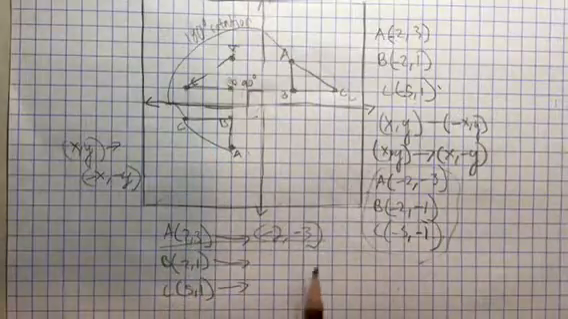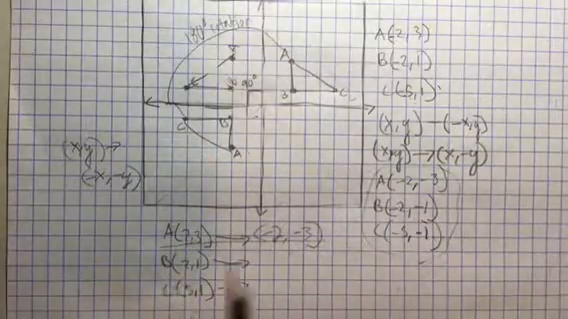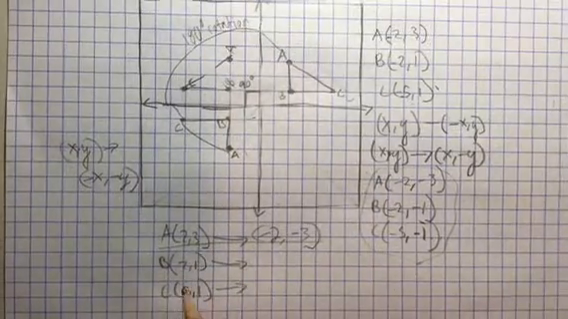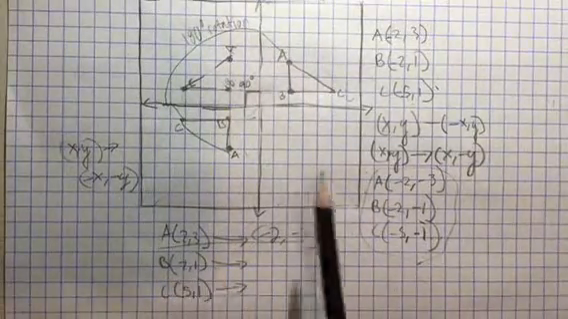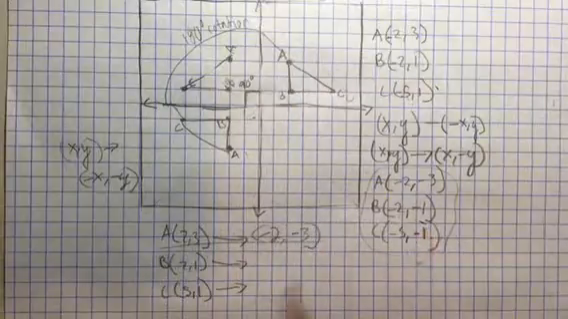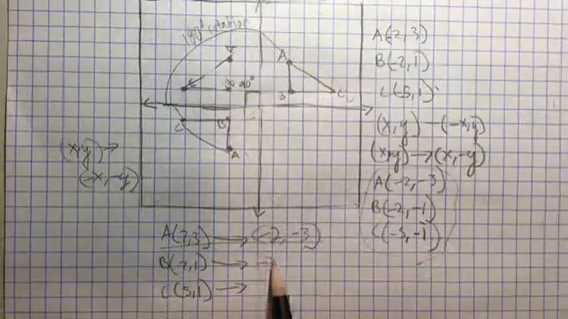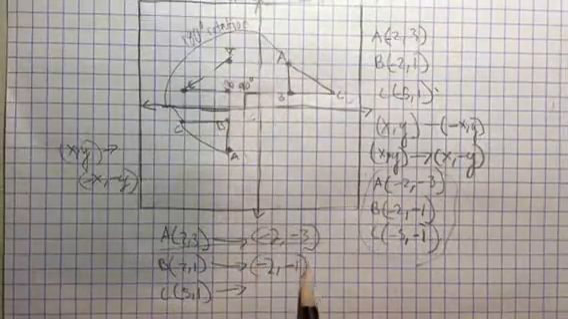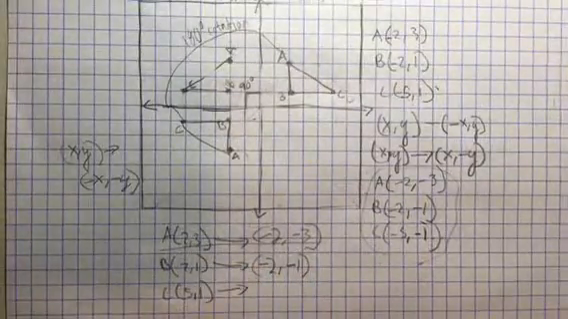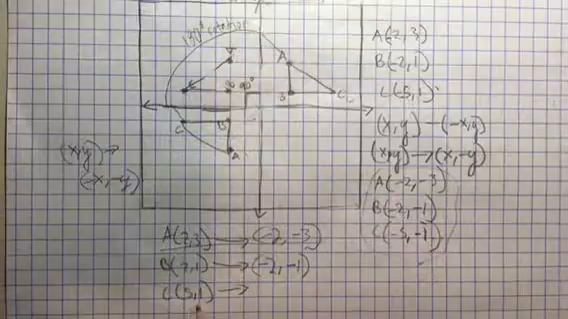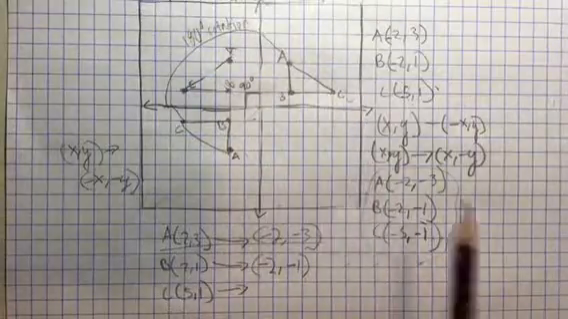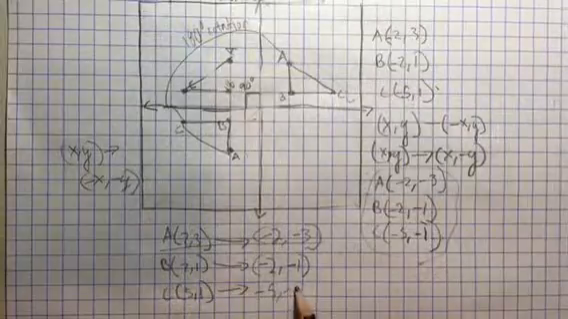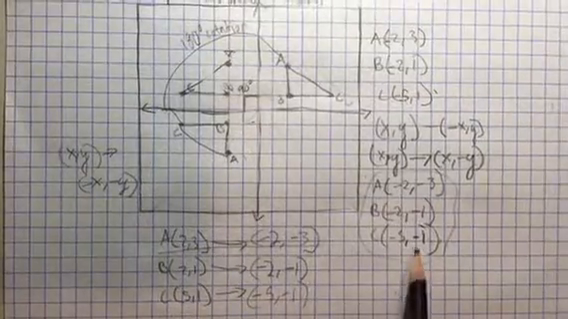But let's just keep going to show you that it's true for all the points. B started off as 2, 1, and after the rotation, turned into negative 2, negative 1. And then C started as 5, 1 over here, and turned into negative 5, negative 1, as seen over here.